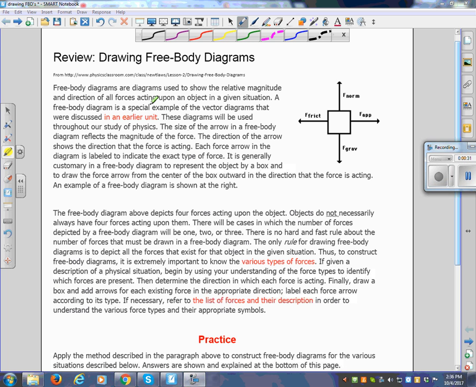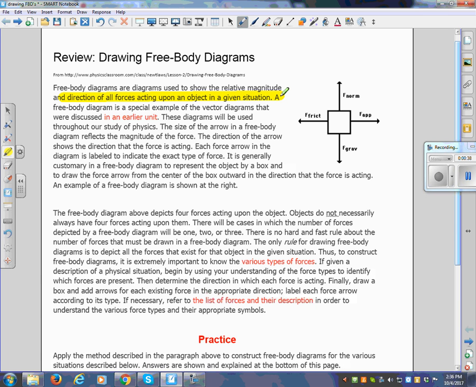Once again, a free body diagram shows all the forces. So it's a good way to start any question that involves forces, basically, right? Drawing that free body diagram gives you a visual, gives you an idea of what is going on.